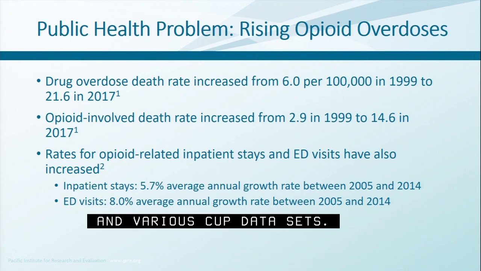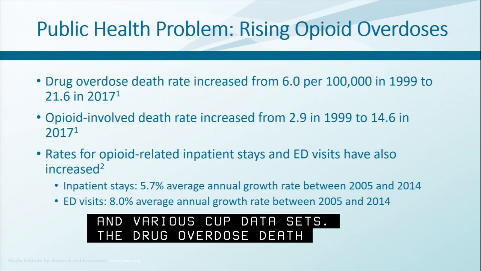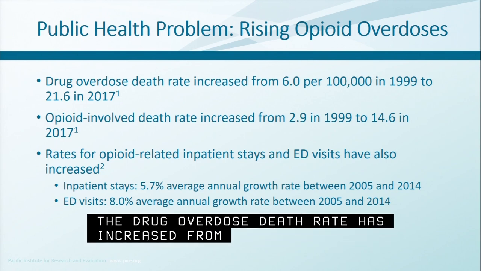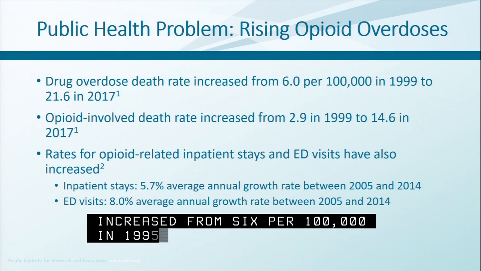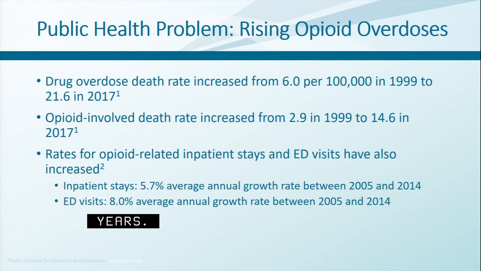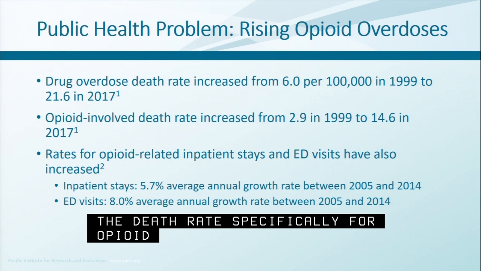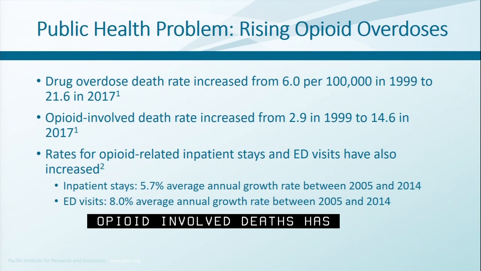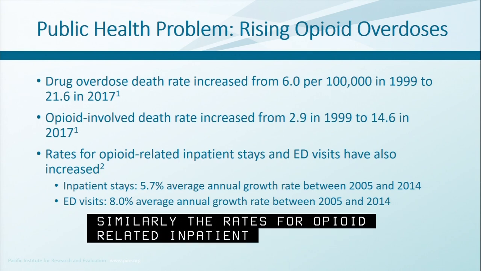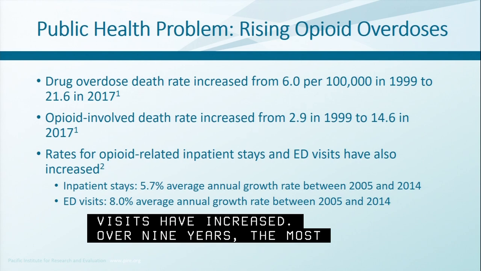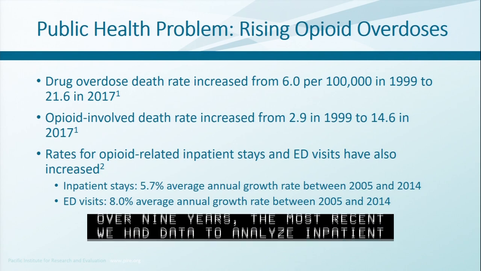The drug overdose death rate has increased from 6 per 100,000 in 1995 to 21.6 in 2017. That's a 250% increase in 18 years. And the death rate specifically for opioid-involved deaths has increased from 2.9 to 14.6 over that same period. That's a 400% increase. Similarly, the rates for opioid-related inpatient stays and ED visits have also increased. Over a period of 9 years, the most recent we had data to analyze, inpatient stays increased 5.7% and ED visits 8% per year.